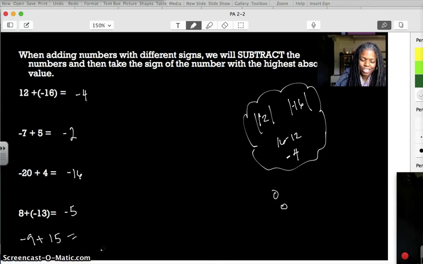Again, I would subtract the two. 15 minus 9 is going to give me 6, and then the answer is going to remain positive because 15 is bigger, and so it's positive. So hopefully that makes good sense.